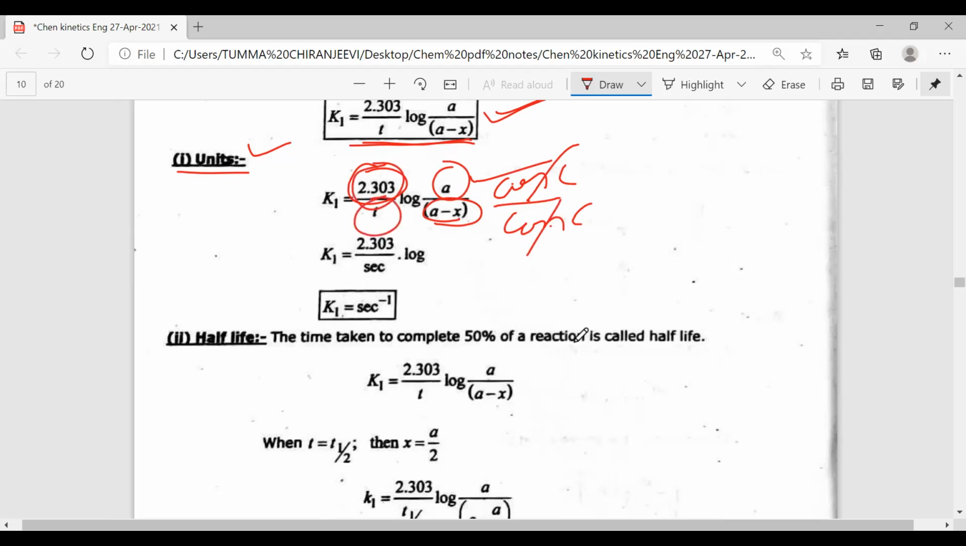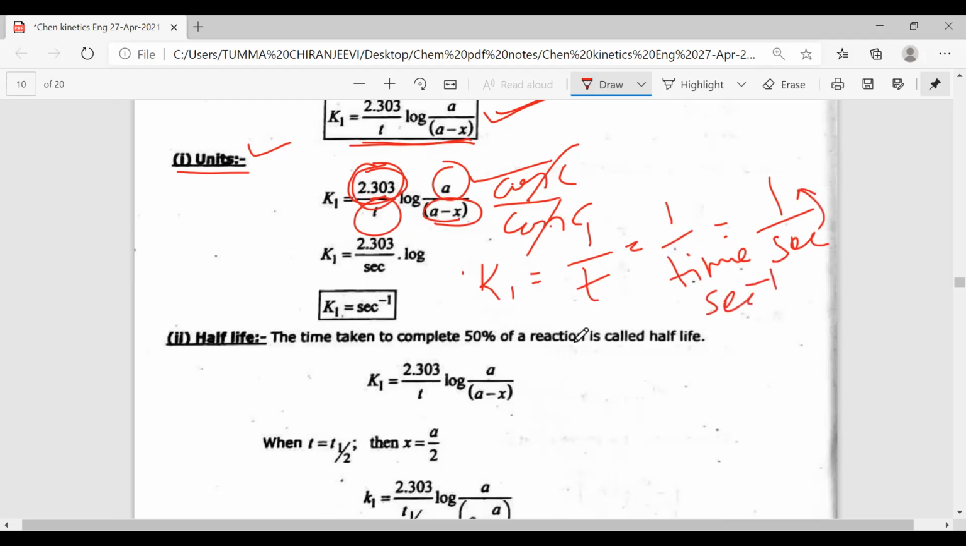So remaining what is there? t is there. That means k1 is equal to 1 by t. t means time. What are the units for the time? Second. Yes, we know that seconds are the units for the time. So take the 1 by t, then you can get second inverse. So what are the units for the first order rate constant? Second inverse. k is equal to second inverse. These are the units.